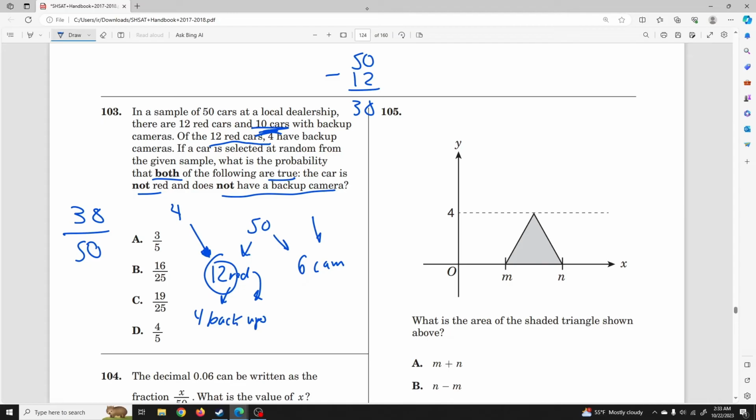So really, instead of us having to subtract 10, we just have to subtract 6 because we already subtracted 4 of the camera cars out of there, right? So those 4 cameras were a part of the 12 red that we already eliminated. So we just need to take out 6 more camera cars. So 38 minus 6 is just going to be 32. So 32 out of 50. Don't worry if it's not your answer choice. Simplify it. You get 16 over 25.